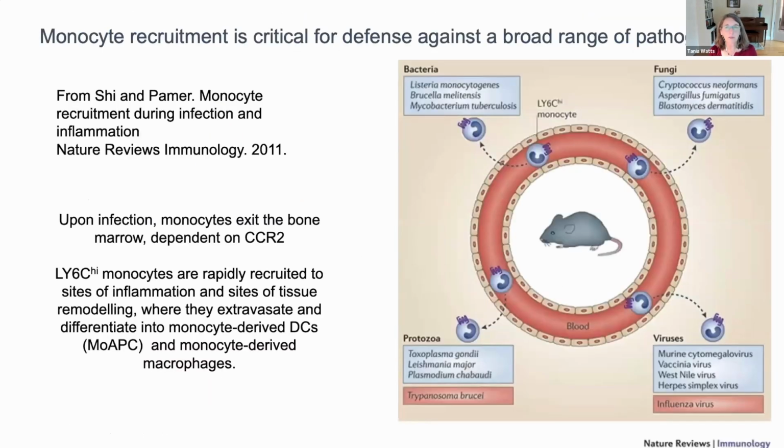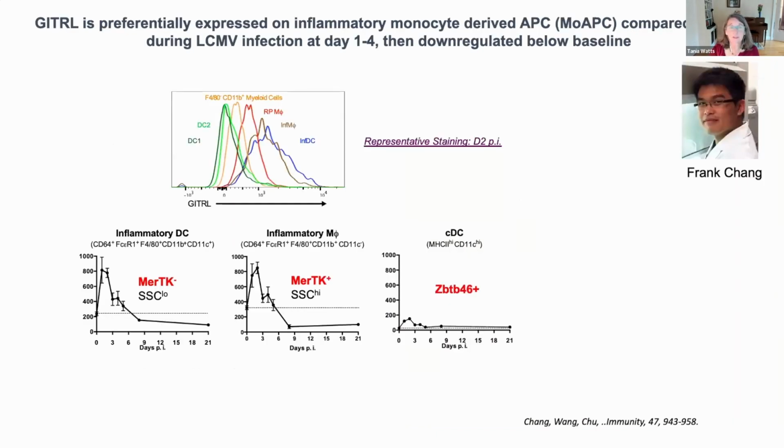And I want to just remind you that in addition to dendritic cells, during an immune response, another kind of antigen-presenting cell comes from the monocyte lineage. During an infection, a large number of monocytes exit the bone marrow dependent on the chemokine receptor CCR2. And they get recruited to sites of infection and inflammation and go into the tissues, where they can differentiate into monocyte-derived dendritic cells and macrophages. So another student in the lab, Frank Chang, decided to explore where GITR ligand is expressed.